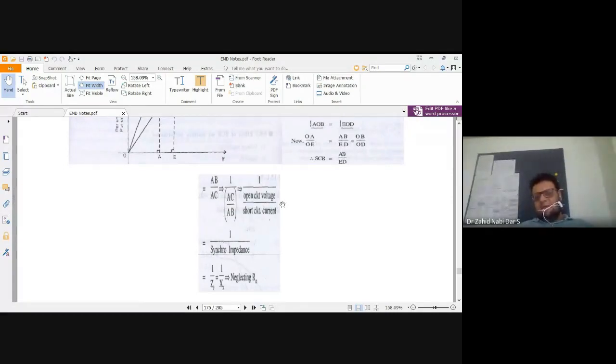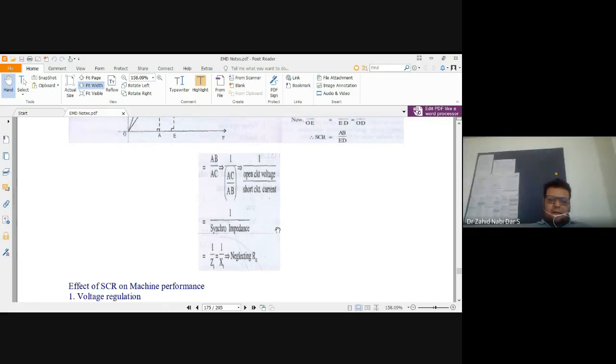Z is equal to R plus jXL. Now the value of R is very small in a synchronous machine. It is significantly small. We can neglect it in comparison to the reactance. So I can write it as the synchronous reactance. This term is in terms of synchronous impedance. See here, he has written 1 by ZS.